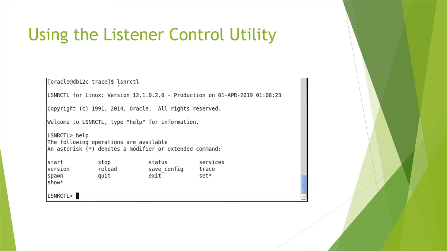To launch the listener control utility, you use lsnrctl, where lsnr stands for listener and ctl stands for control. You can run the command inline, for example lsnrctl start followed by the name of the listener, or stop, status, and so on, or you can just press enter and go to the prompt of the listener control utility. Type help. All these are the commands of listener control utility. You can start the listener, stop it, check its status and services, enable tracing, save configuration, reload the configuration of the listener, check the version, and so on.